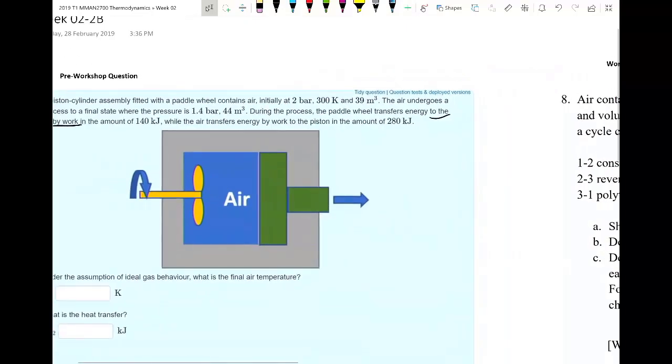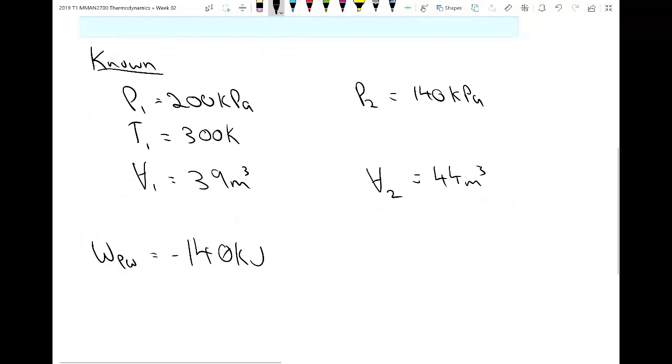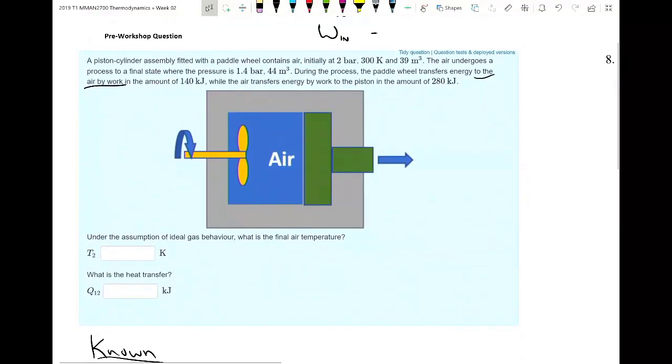So according to our convention, we will say that work that our system does on the surroundings is positive, so we could call that work out, and work that the surroundings does on our system, which we'll call work in, is negative. So this is work that the surroundings are doing on our system, so it's negative work. Did anyone who got that either right or wrong want to talk about that, ask a question about it, get clarity?